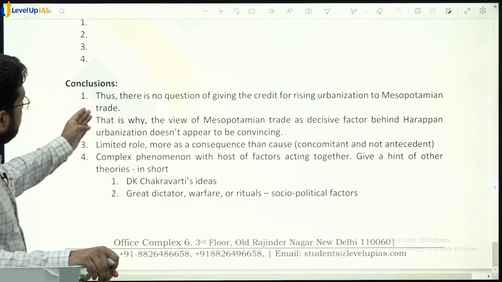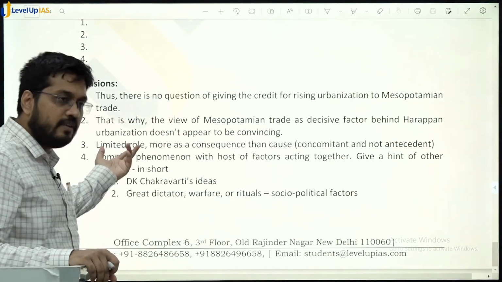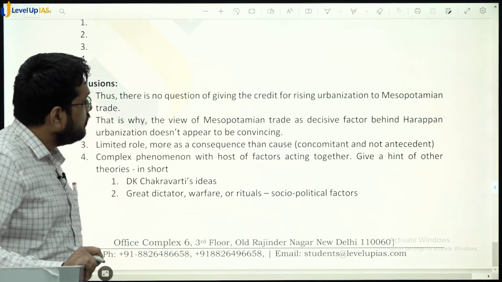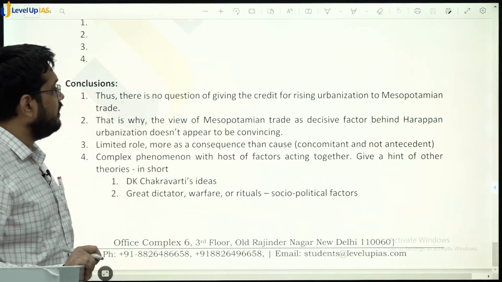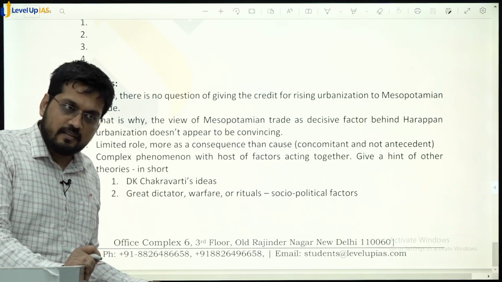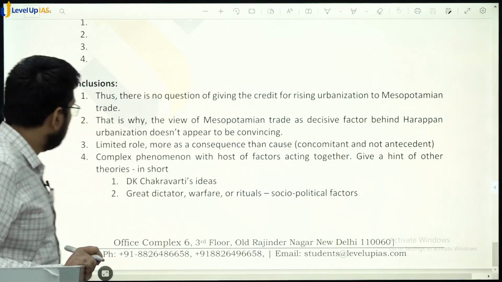So, thus, there is no question of giving the credit for rising urbanization to Mesopotamian trade. Clear-cut stance. That is why the view of Mesopotamian trade as a decisive factor behind Harappan urbanization does not appear to be convincing. Clear-cut stand. You end it there. You don't have to go to the second and third kind of theories. You may do that also if you want.